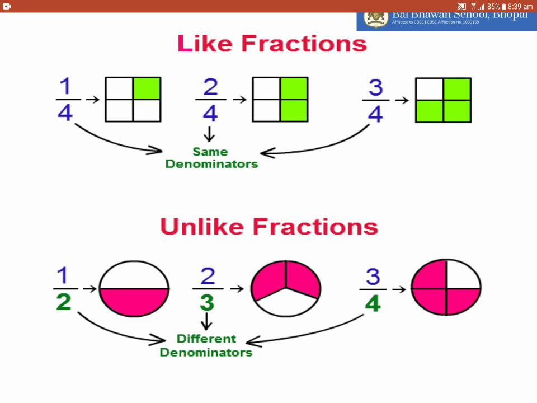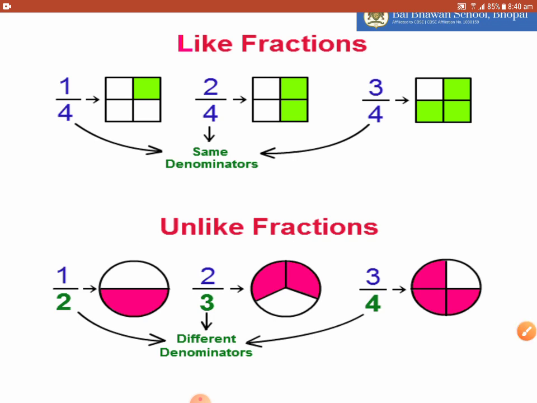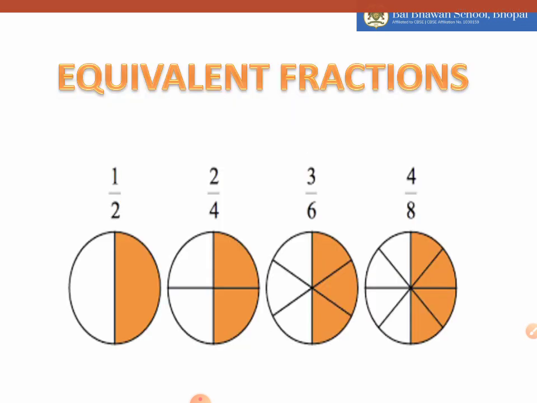In the next example, you can see this is showing 1 part out of 2 equal parts, that is 1 upon 2. This is representing 2 upon 3 and this is representing 3 upon 4. All of these fractions have different denominators and that is why they are called unlike fractions. Their denominators are unlike.